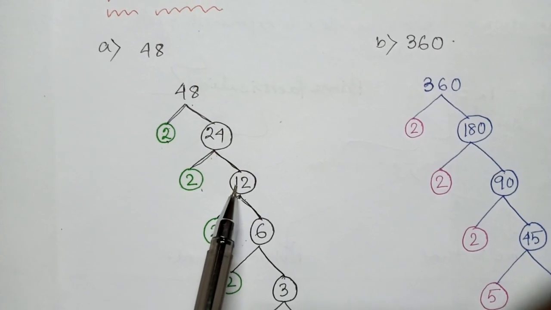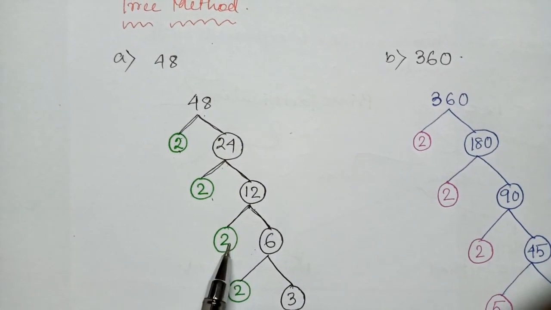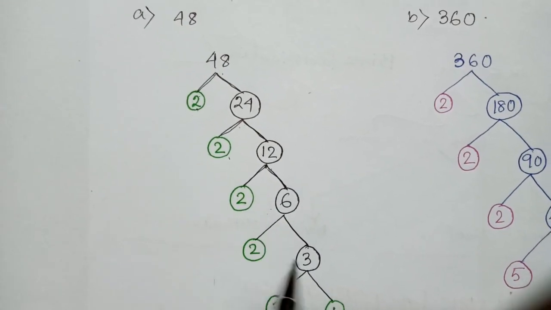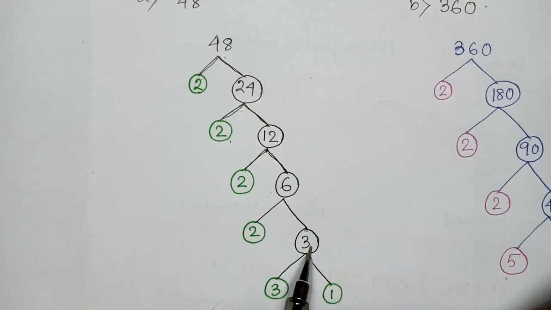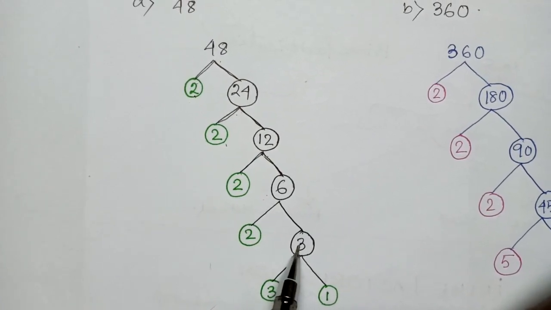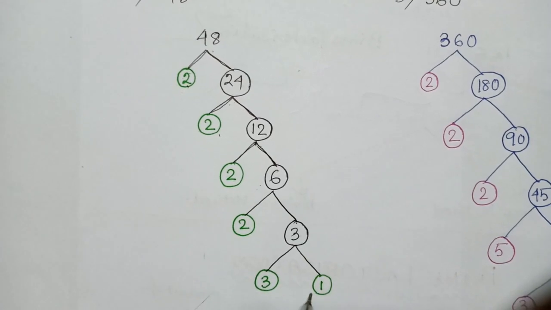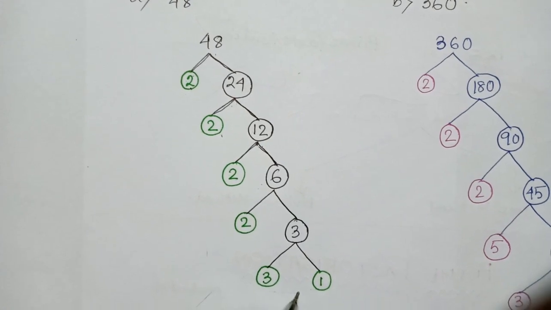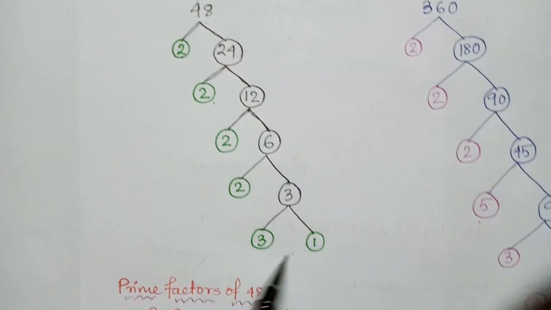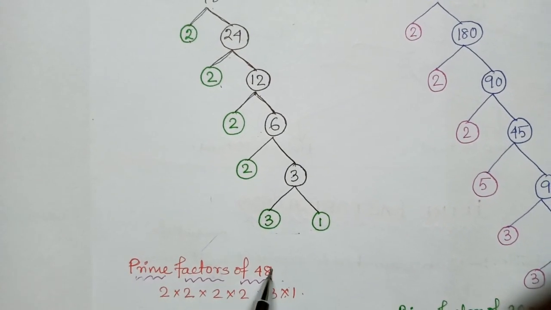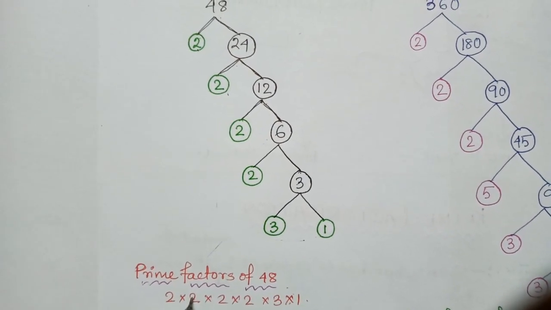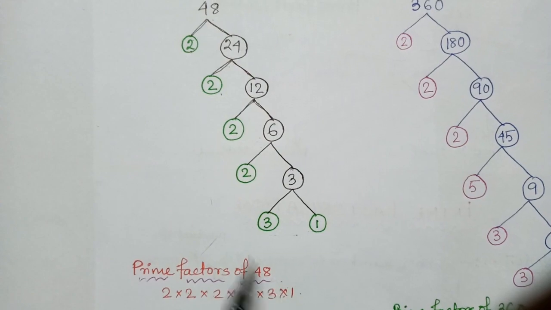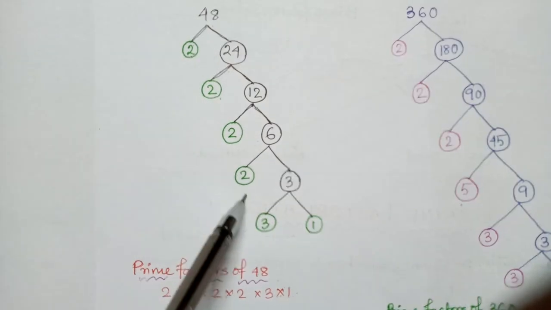Okay, now this 12 is again an even number, so we will divide by 2 and we get 6. 6 is again divided by 2 and we get 3. Now this 3 is an odd prime number, so 3 is divided by 3 and we get 1. So all are the prime factors of 48. Now this prime factorization can be written like this, that is, prime factors of 48 is equal to 2 into 2 into 2 into 2 into 3 into 1. That is all these numbers.